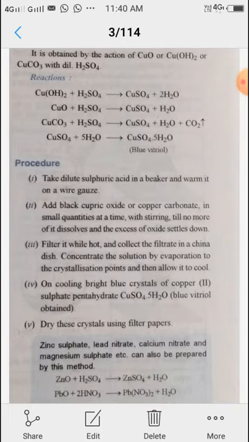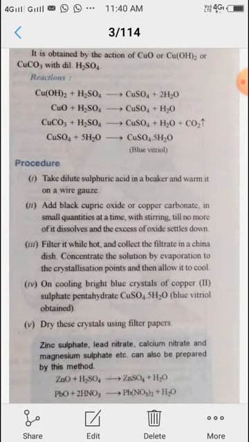In other words, when we prepare copper sulphate it is crystallized, and the copper sulphate prepared is treated with water to form copper sulphate in the crystalline form, known as blue vitriol or copper sulphate pentahydrate. What is the procedure to form copper sulphate? Here we have 5 steps in the procedure.